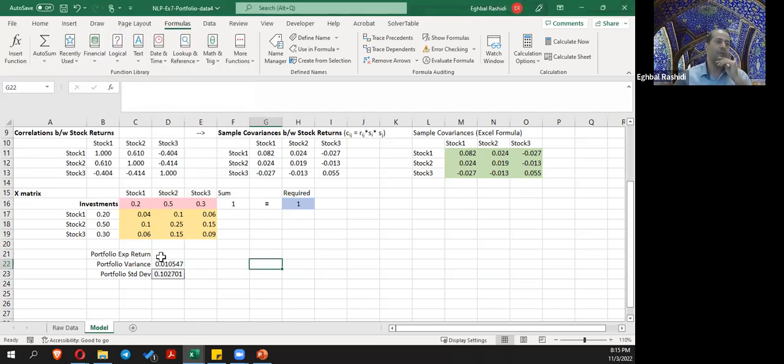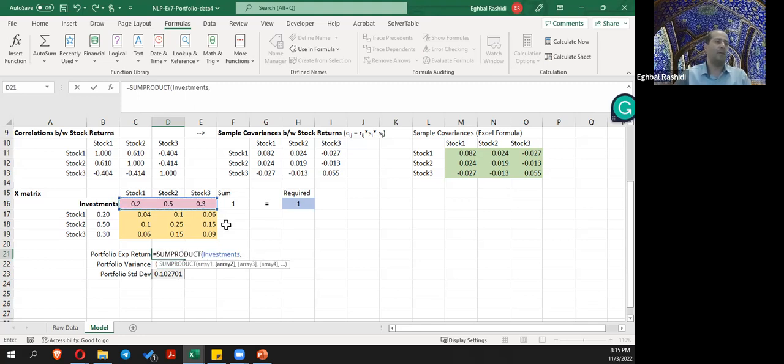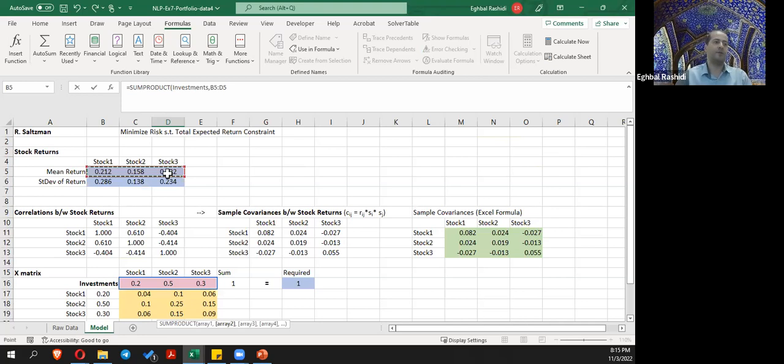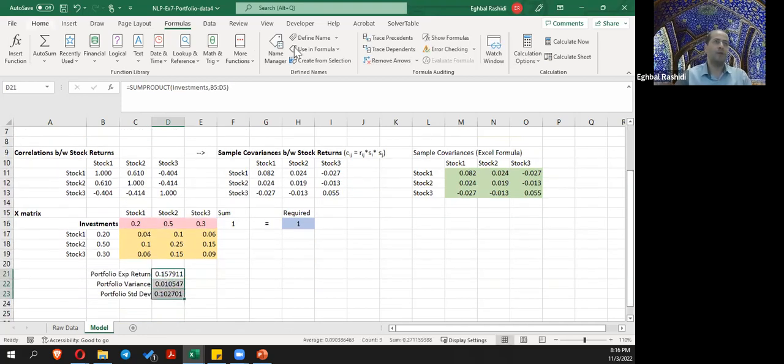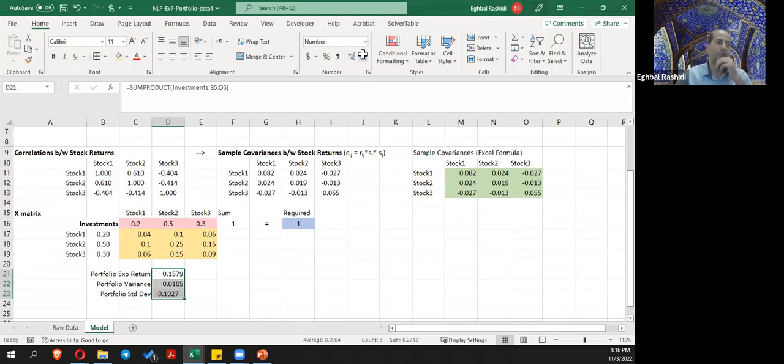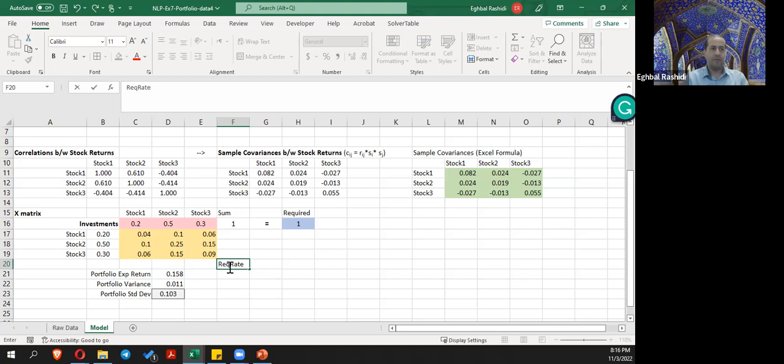And the portfolio expected return is one of my criteria, using the sum product of my investment and the average rate of return, which we computed earlier in the program. I'm going to make this more readable. We said that we want a lower bound on the average rate of return of our portfolio, so I'm going to call this required rate of return. And that was 14%. So this is kind of an input.